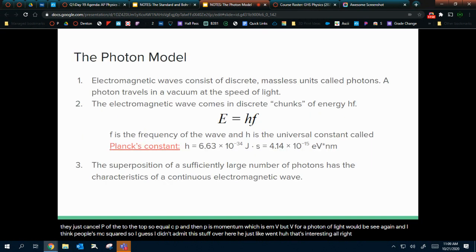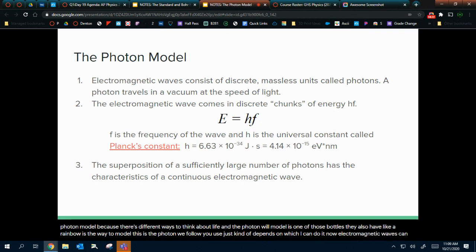All right, photon model. I say the photon model because there are different ways to think about light, and the photon model is one of those models. We also have the ray model, we have the wave model. This is the photon model. Which model you use just depends on what interaction you're looking at.